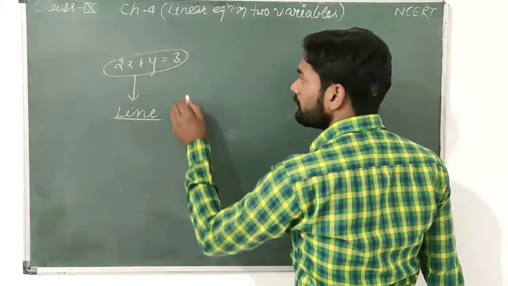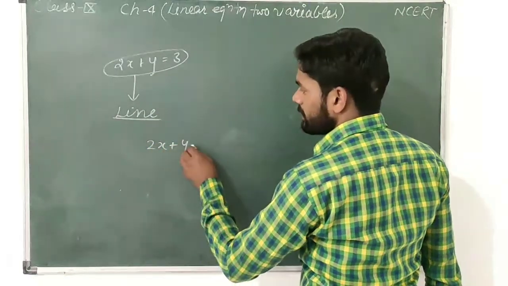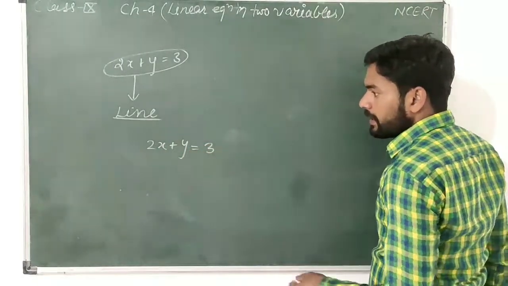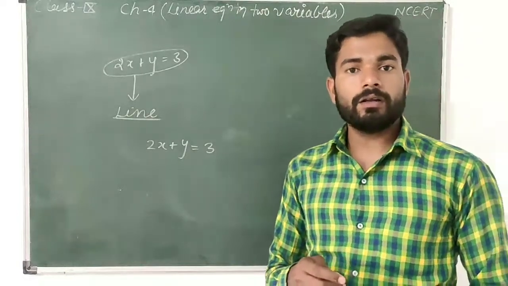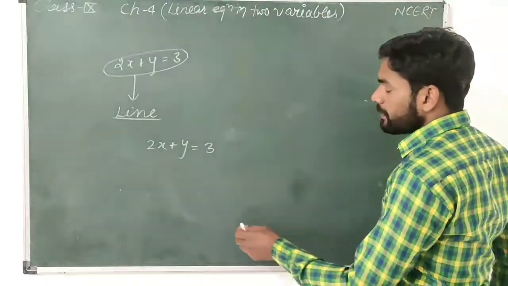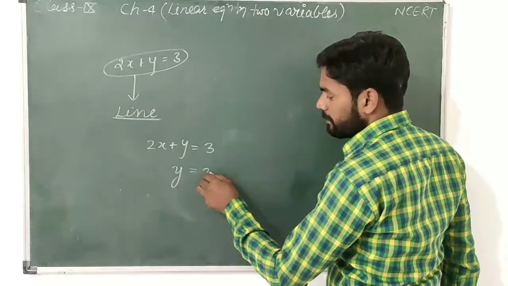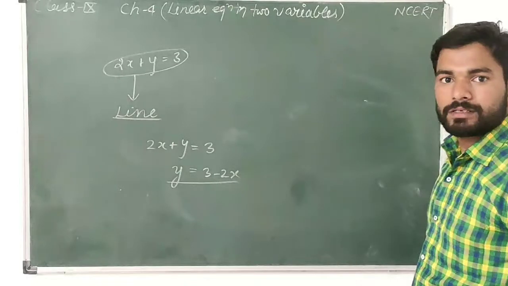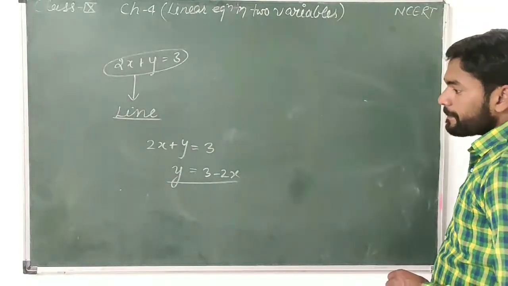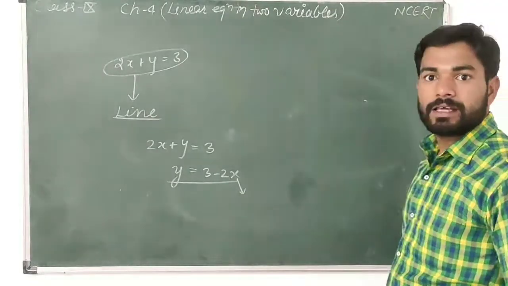देखो, जैसे अपने पास है 2x plus y is equal to 3. From here calculate either x or y. मैं y कैलकुलेट कर लेता हूं क्योंकि y के पीछे कोई कोफिशिएंट नहीं है, तो y is 3 minus 2x. अब देखो x क्या होता है यहाँ पे? x is a real number.